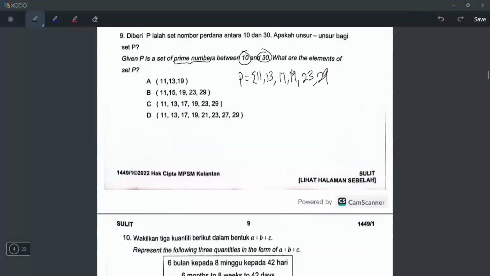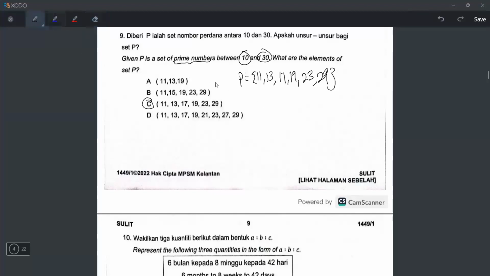29, yes. And 30, no. 30. So this is the answer. The answer is C, right? Okay, let's see why D cannot. Because they put 21 and 27. 21 and 27 are not prime numbers, because 21 can divide by 3. 27 also can divide by 3. That's why they're not prime numbers. So the answer is C.